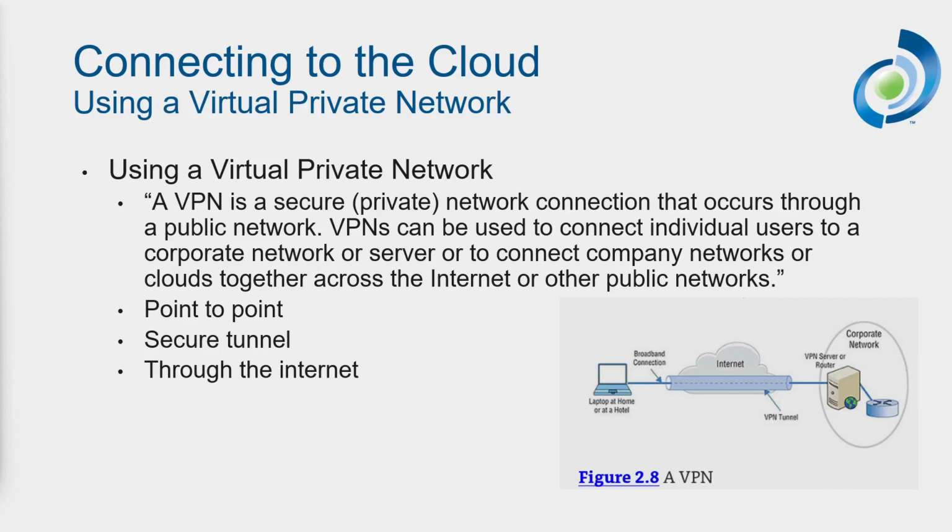But the definition here of a VPN is it's a secure private network connection that occurs through a public network. So VPNs can be used to connect individual users to a corporate network or server, or connect a company's networks or clouds together across the internet or other public networks. So it's a point-to-point connection that has a secure tunnel. Even though it is through the internet, it's a secured channel. There's no chance of somebody being able to break into that.